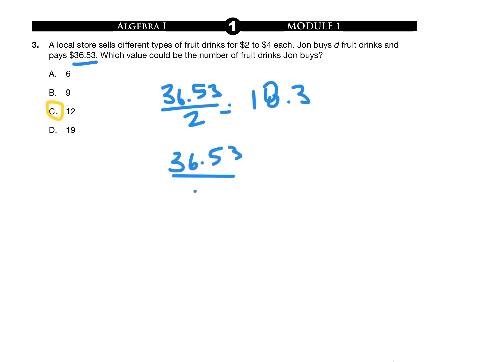And if we take that $36.53 and divide it by 4, right, $4 a piece, that means the most you could buy is roughly about 9.1-ish. So the only number that fits based on the 4 answer choices would be answer C, because we have to be buying more than 9 but less than 18. And so the only value that works out of the 4 answer choices is C.